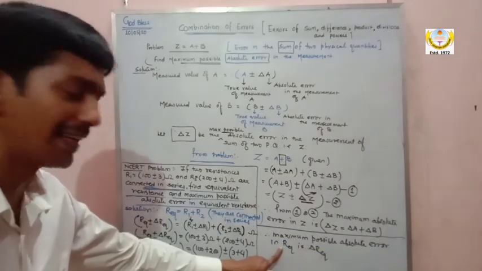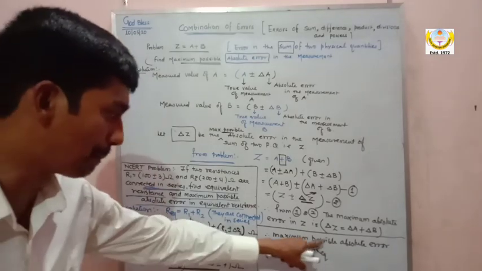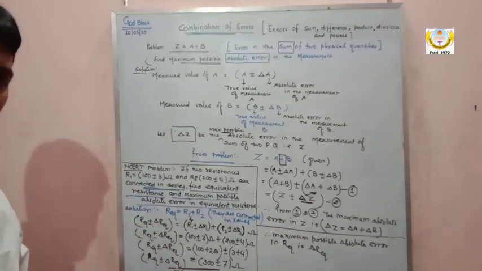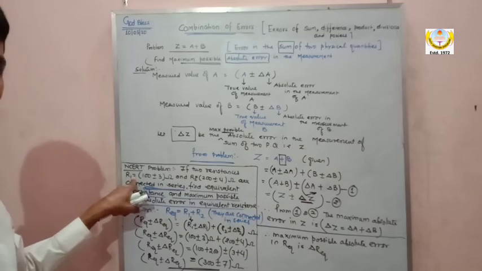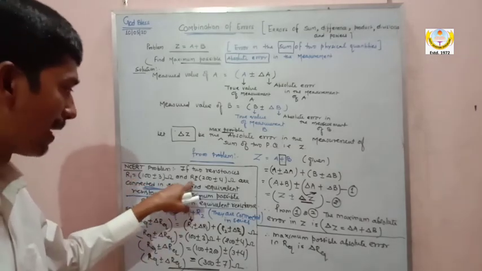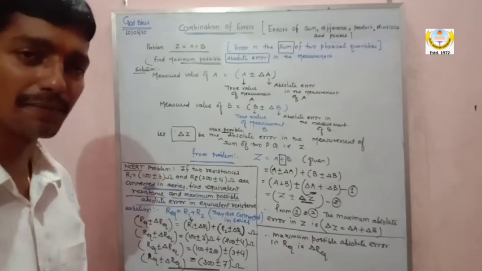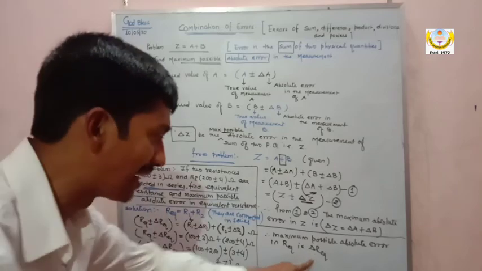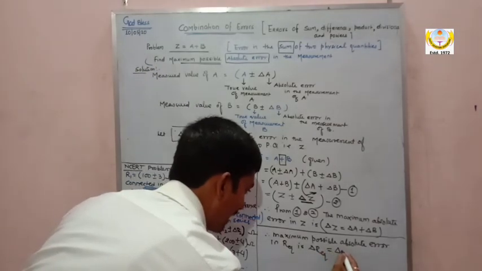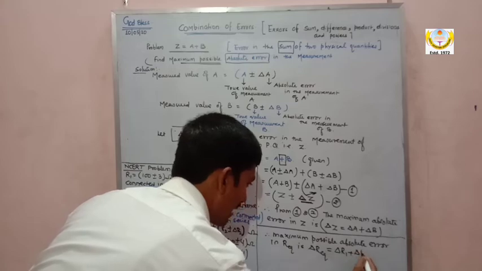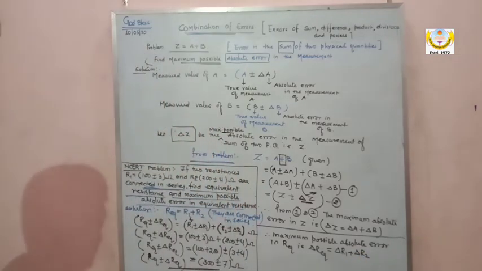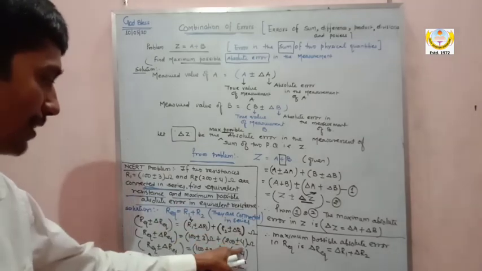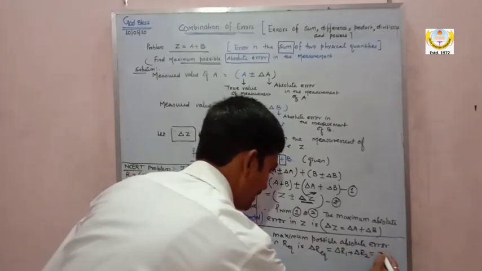Maximum possible absolute error in R equivalent क्या है? Delta R equivalent है सर. Maximum possible error in R1 क्या है? सर 3 है. Maximum possible absolute error in R2 क्या है? सर 4 है. So maximum possible error in R equivalent क्या है? सर delta R equivalent, and that is equal to delta R1 plus delta R2. Delta R1 you remember is 3 and delta R2 is 4. So the answer here is 7 ohm.